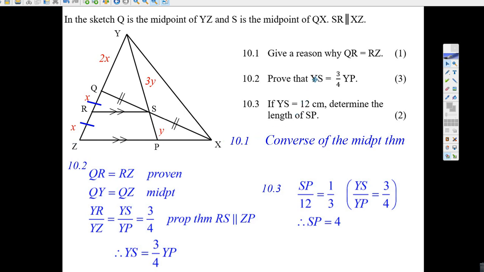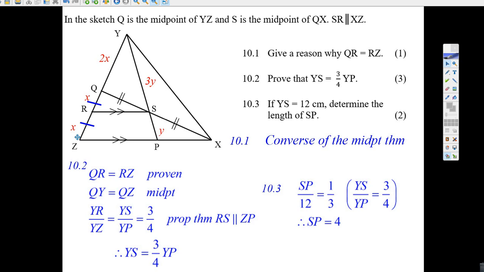Now they say prove that YS is equal to 3/4 YP. Well, we just proved that QR is equal to RZ. So we know, let's call it, we don't know what it is, but it's x and x. Q is the midpoint, so we know that QZ is equal to RZ. If this is 2x, then QY is equal to QZ, so it must be 2x up here.